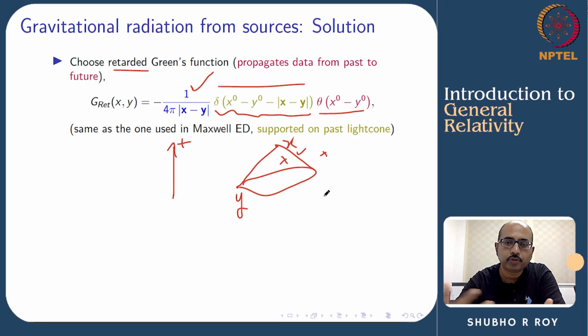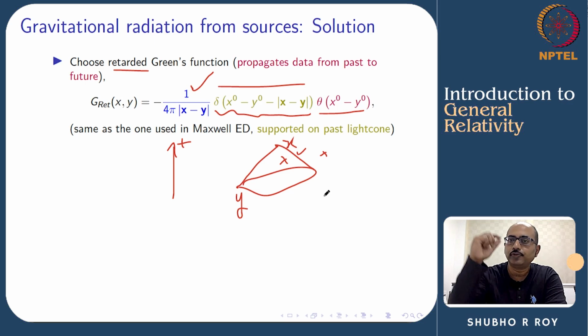And physically, we understand why this is the case. The disturbance which propagates from the source to the field point propagates at the speed of light. We know that gravitational waves, or gravitational disturbances, propagate at the speed of light. Hence, any Green's function which propagates from the source to the field point must lie on the past light cone of the observation point.